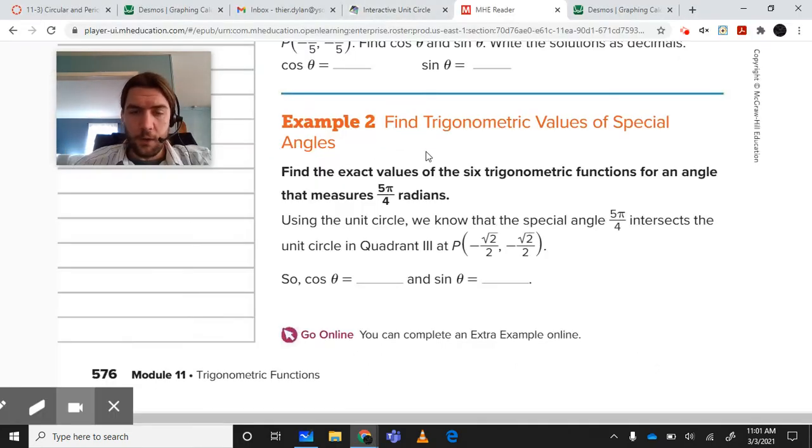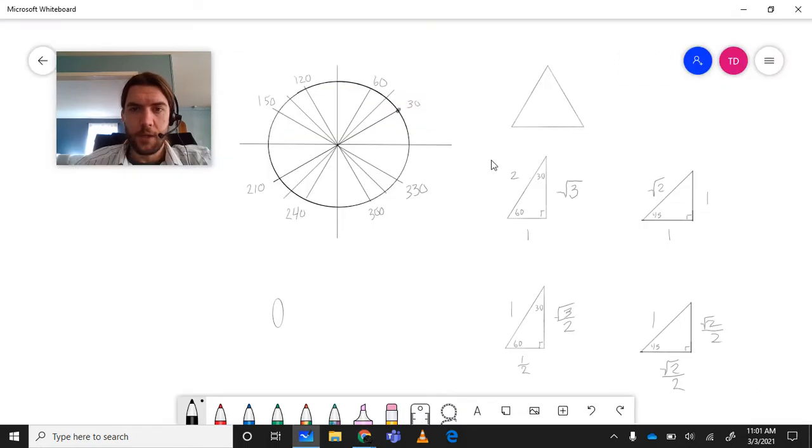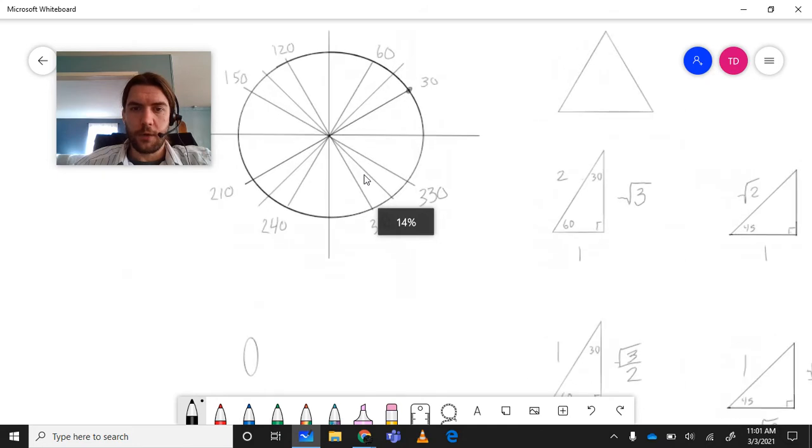We're not going to get there quite yet. We're going to start with where you traditionally start, which is working with these special angles at first. So they say, find the exact values of the 6 trigonometric functions for an angle that measures 5 pi over 4 radians. Okay, so let's go to this unit circle first.